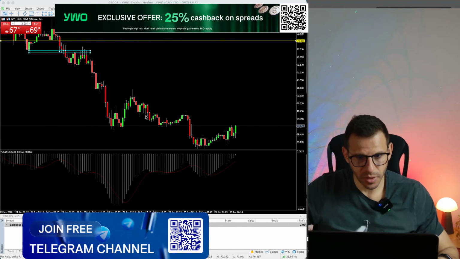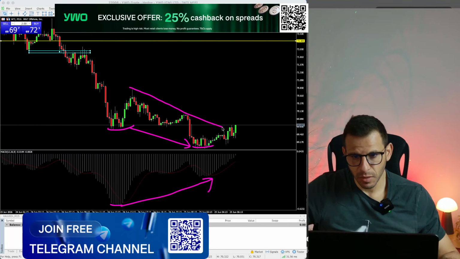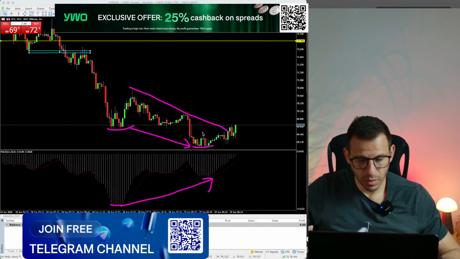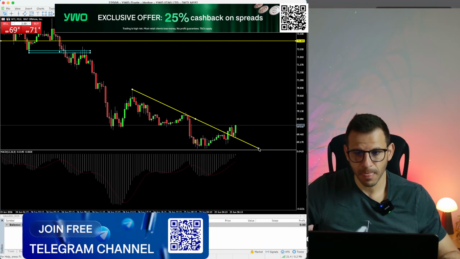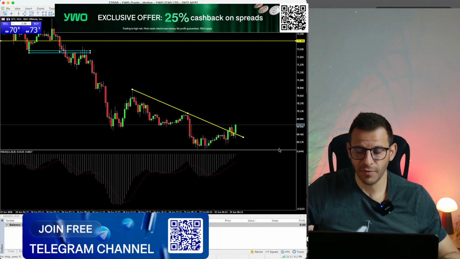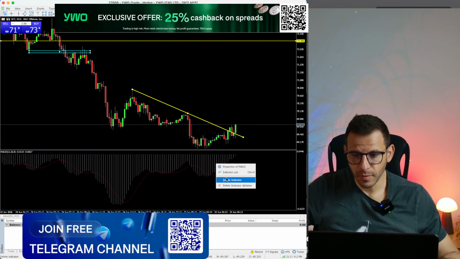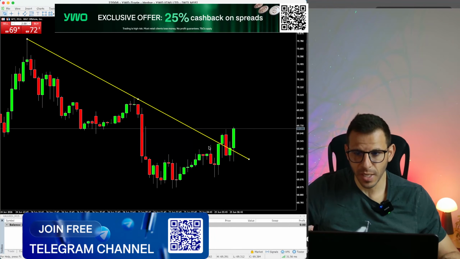Yes, strong divergences here. We have this lower low followed by a higher low. Actually, I'll check this one here. WTI broke above the trend line, so we have two confirmations showing that the price is likely to move to the upside.